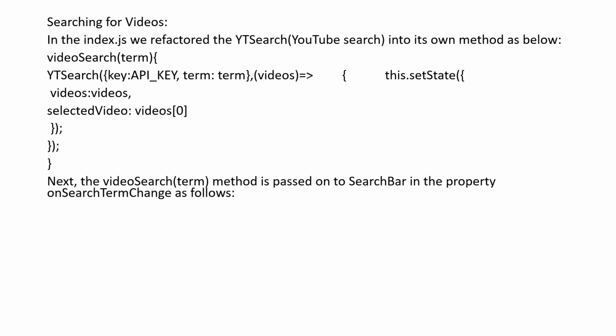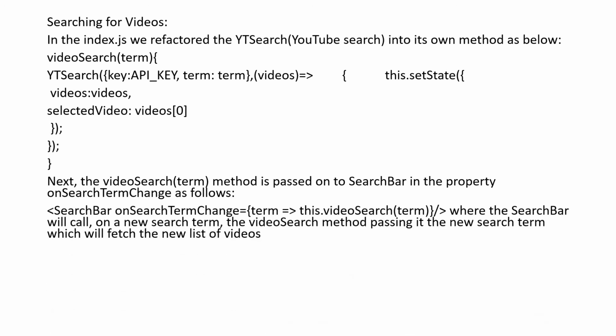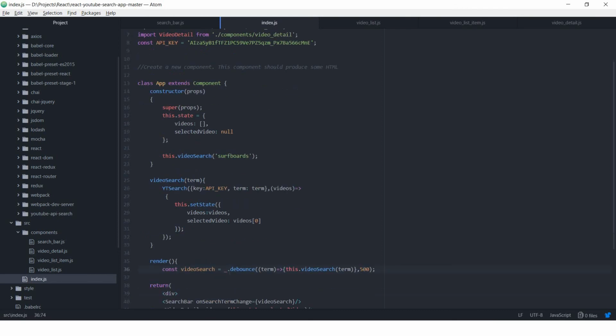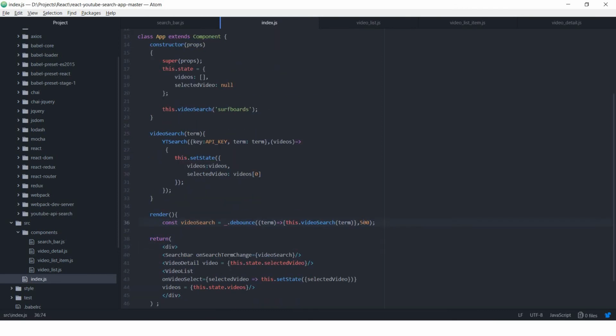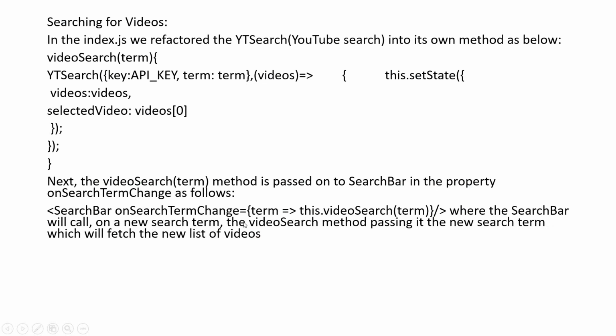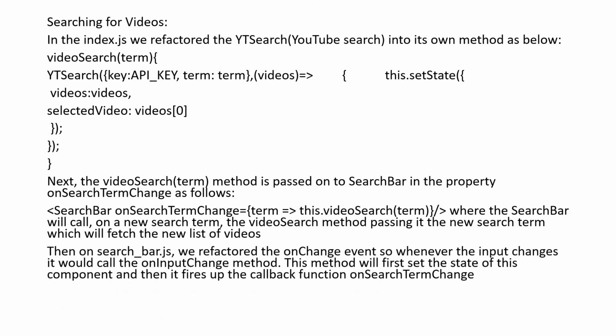Next, the video search method is passed onto the search bar in the property onSearchTermChange as follows. This is the one. The term goes to this.videoSearch, where the search bar will call, on a new search term, the video search method, passing it the new search term, which will fetch the new list of videos.